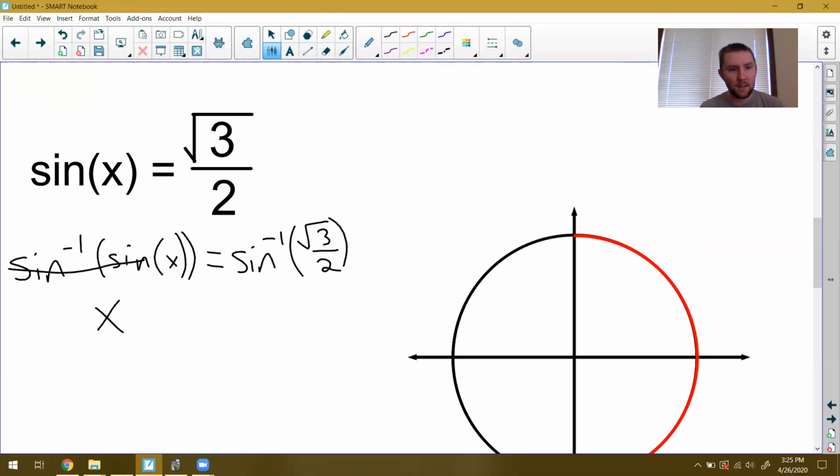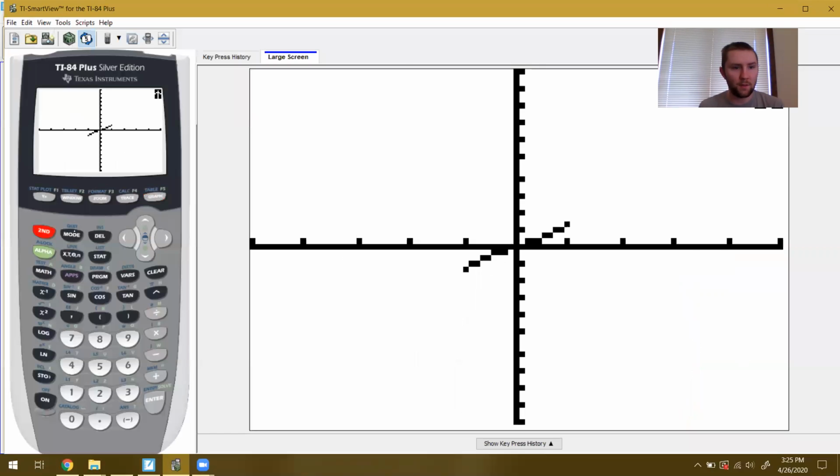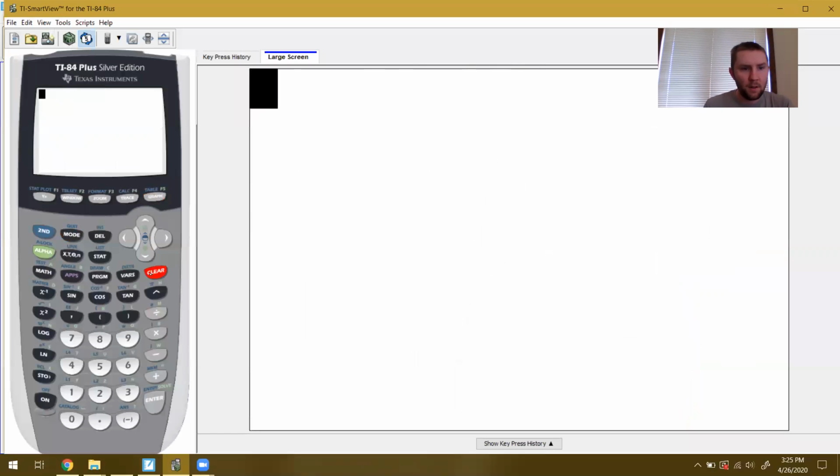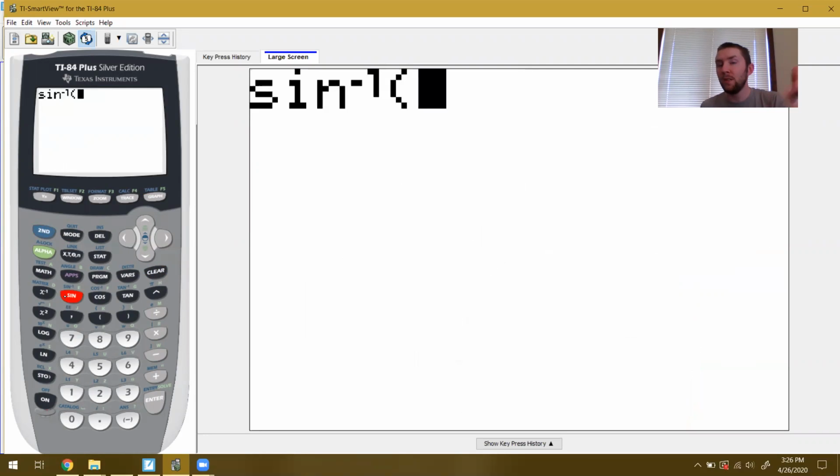So this says x equals sine inverse of radical 3 over 2. Let's go ahead and do the sine inverse of radical 3 over 2 on the calculator and see what answer we get. If I clear all this out and go sine inverse, make sure you're in radian mode, by the way, because we're still dealing in pi's and 2 pi's on our unit circle. So we're dealing in radians.